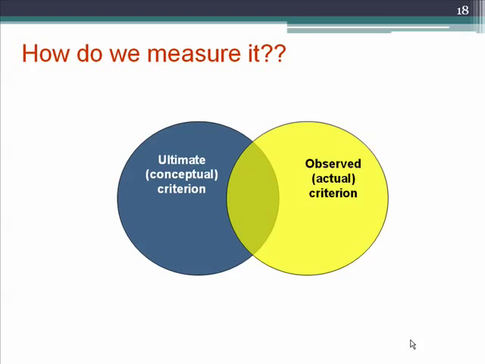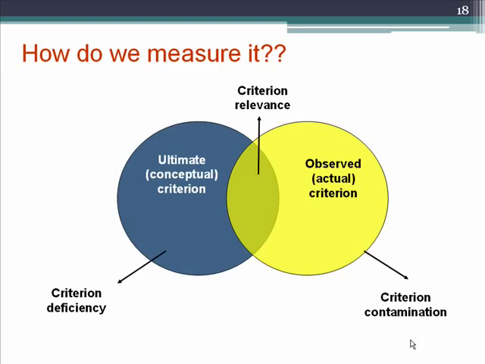Another important term is what we call criterion relevance. Criterion relevance is the extent to which the observed measure overlaps with the ultimate criterion. So how much of that conceptual criterion are we actually capturing? Contamination, on the other hand, is anything that we measure that is capturing something else other than the conceptual criterion that we are trying to capture. And then criterion deficiency is getting at the fact that what we are actually measuring is somehow deficient in not capturing aspects of that conceptual criterion.